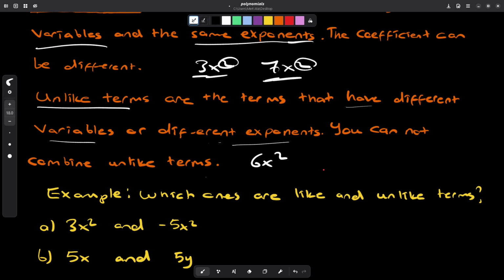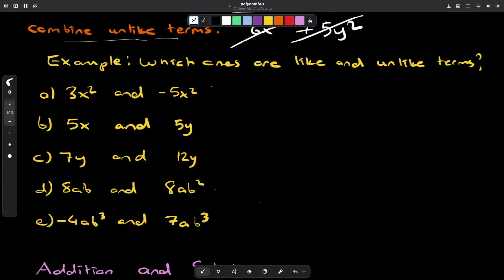For example, 6x squared, 5y squared. These are unlike terms. You cannot combine unlike terms. You can add these like terms to each other, which gives you 10x squared, but you cannot add these terms to each other. Example, which ones are like and unlike terms?